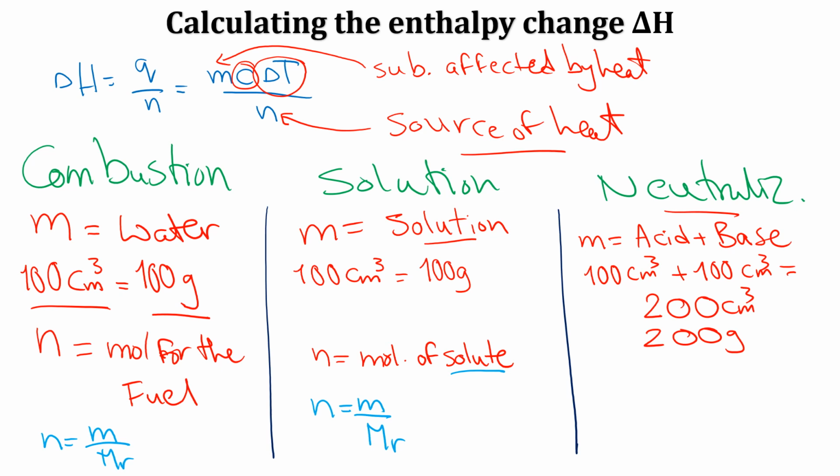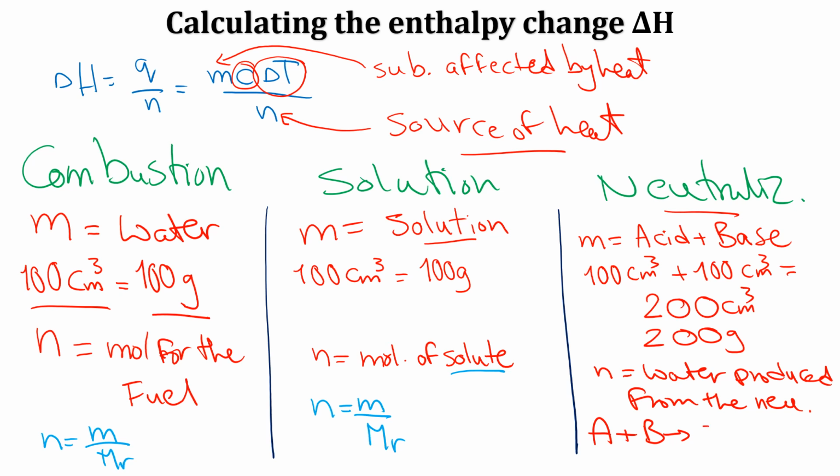What about the number of moles? n is for the water produced from the neutralization reaction. What's the neutralization reaction? If we have acid plus base, it should give you salt and water. So the number of moles of water produced from the acid-base reaction should represent the n.